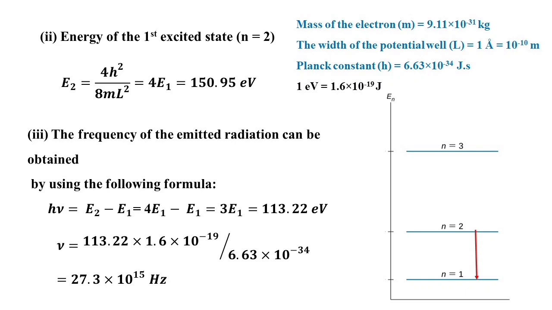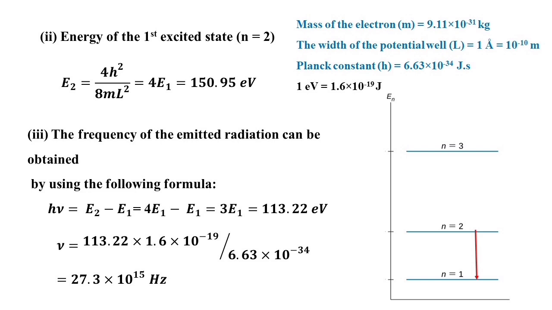The third part wants us to obtain the value of the frequency of the electron moving from the first excited to the ground state, that is from n equal to 2 to n equal to 1, as shown in the right hand side diagram. The transition takes place from n equal to 2 to n equal to 1 state, and we already have calculated that the energy of the first excited state, E2, is 150.95 electron volt, and the energy of the ground state, which has also been calculated, is 37.73 electron volt.